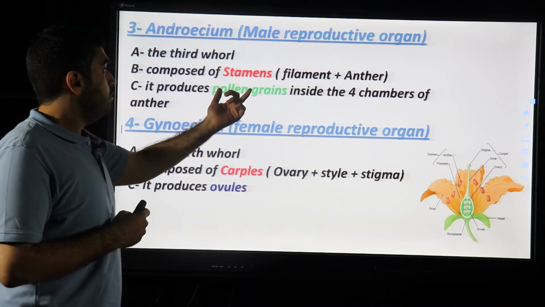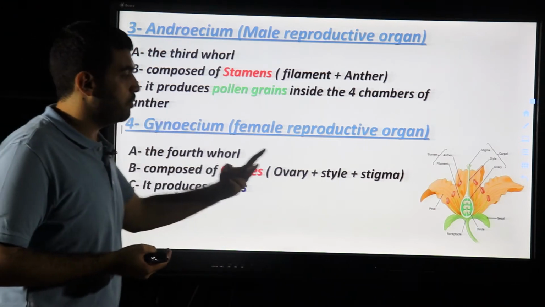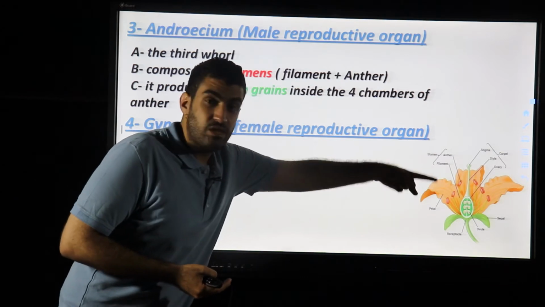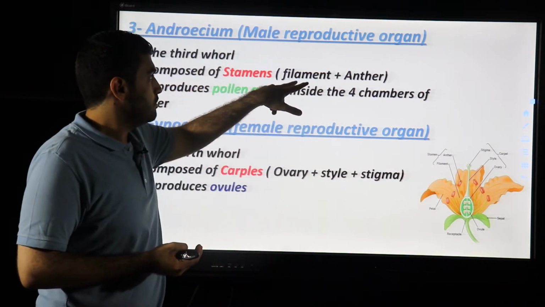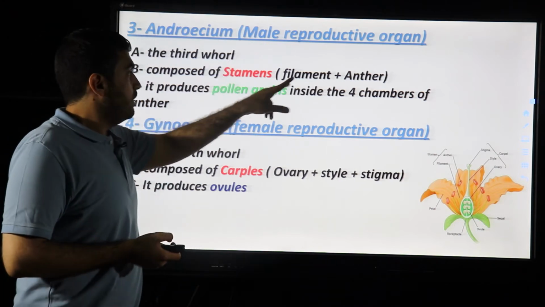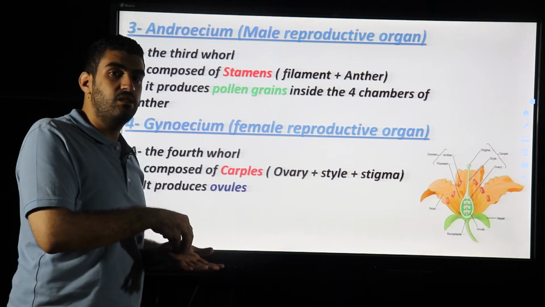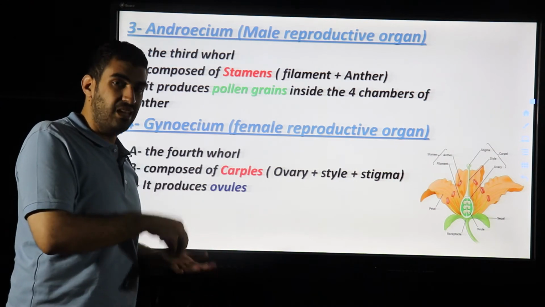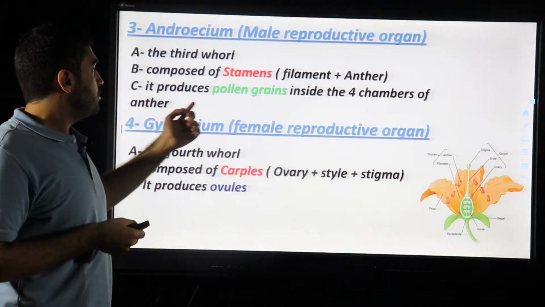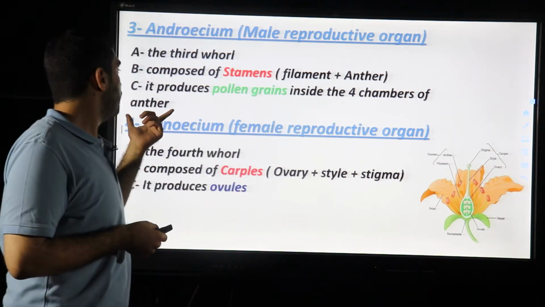Stamens form the male reproductive organs, and they are composed of two main parts: something like a string that we call the filament, and the anther, the upper part. The filament holds the anther, and the anther contains pollen grains. Pollen grains are the male cells. The anther produces pollen grains, the male cells, inside its four chambers.